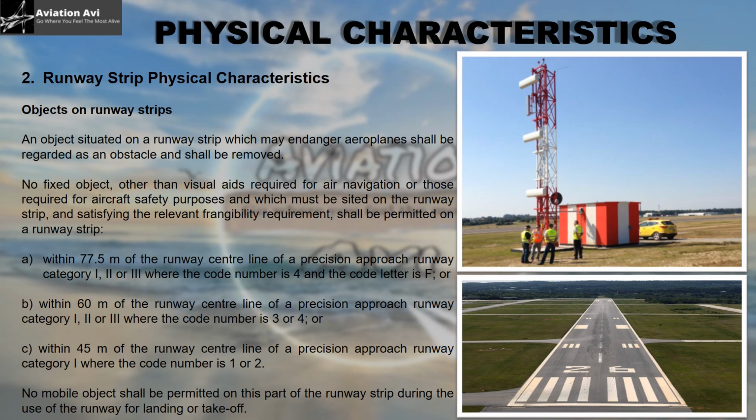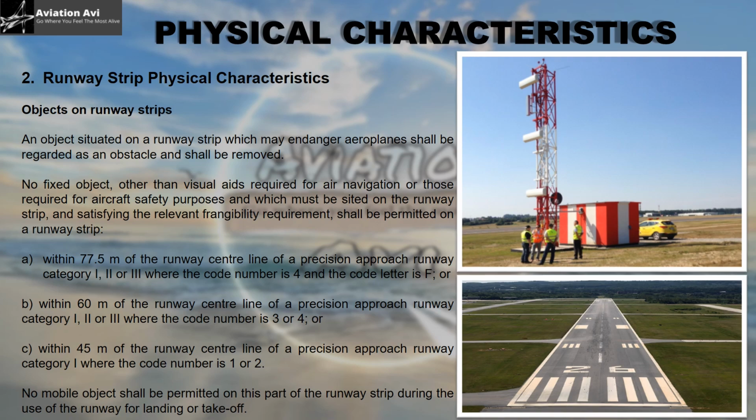The objective of a runway strip is to prevent the damage to an aircraft when it is running off the runway and to protect an aircraft during takeoff or landing. So in order to protect the aircraft in case it is overrunning, this runway strip area shall be clear of any obstacles. And how is it done? There is a requirement that no fixed object other than the visual aids required for air navigation and those required for aircraft safety purposes, for example, the PAPI, the runway lights, ILS that are required to be sited on the runway, shall meet the frangibility requirement.